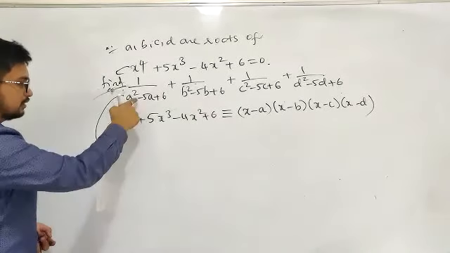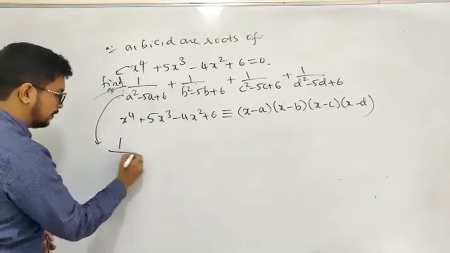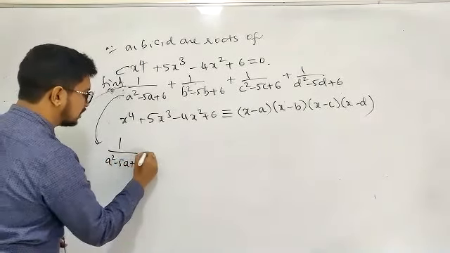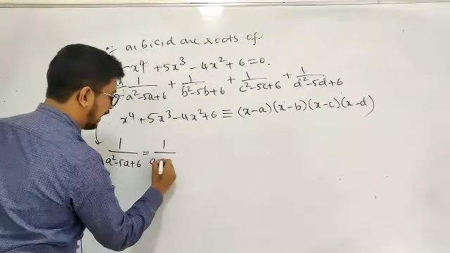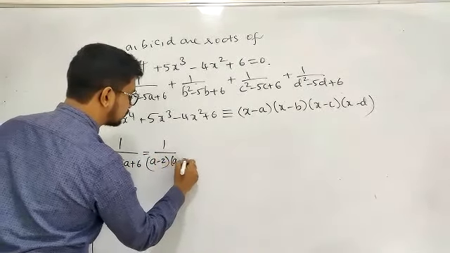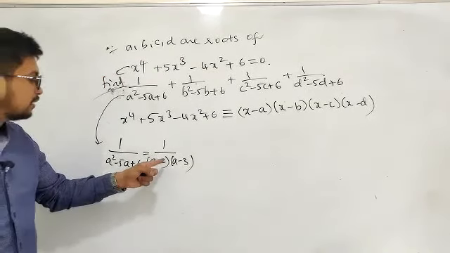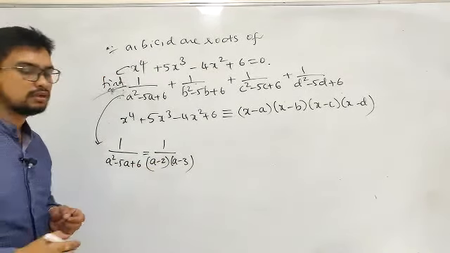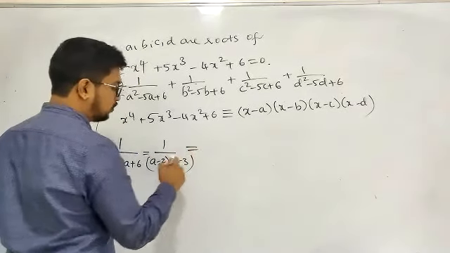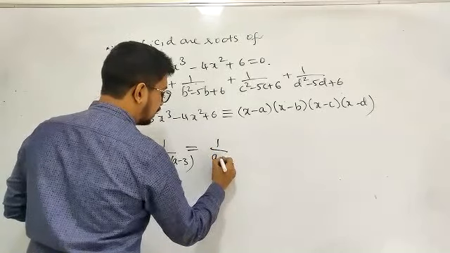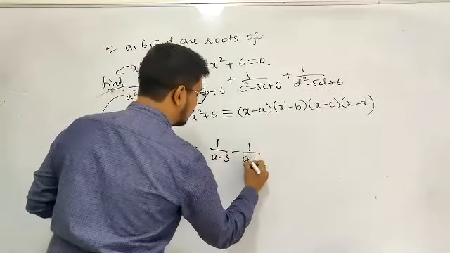Now they are asking you this value. I'll write it like this. Observe: this is a square minus 5a plus 6. This I'll write as 1 by (a minus 2) into (a minus 3). So this is equal to 1 by (a minus 3) minus 1 by (a minus 2). How do we write it like this?